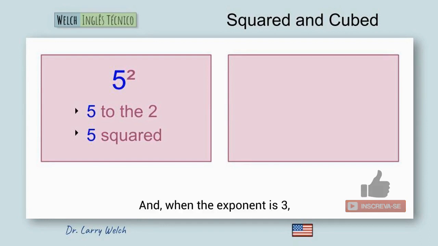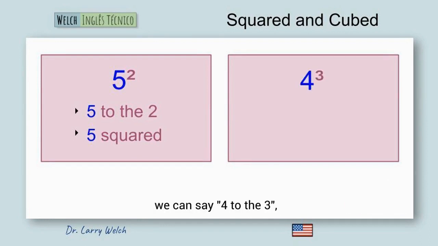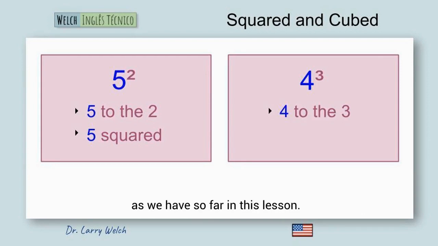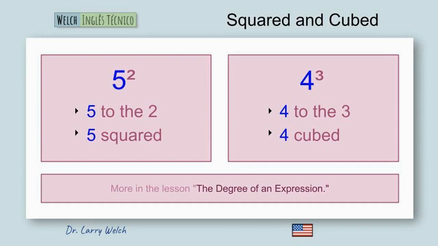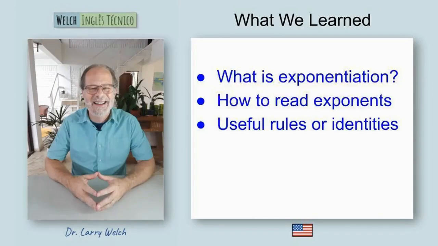And when the exponent is 3, we can say 4 to the 3, as we have so far in this lesson, or we can use the word cubed. We could read this as 4 cubed. We talk about this some more in the lesson on the degree of an expression.